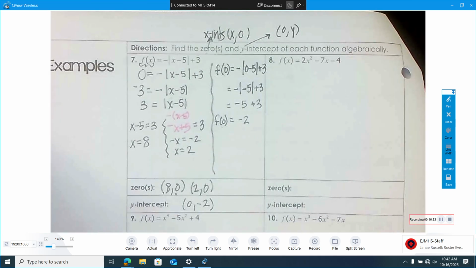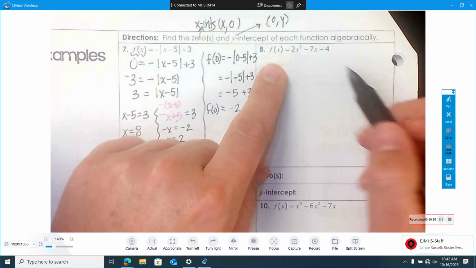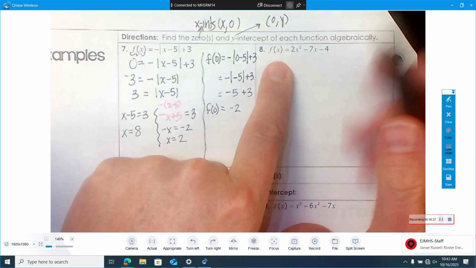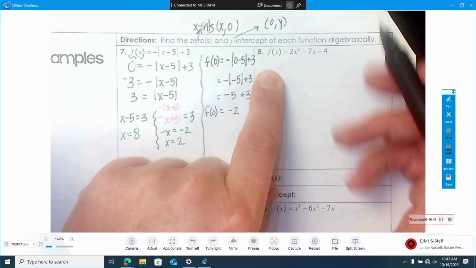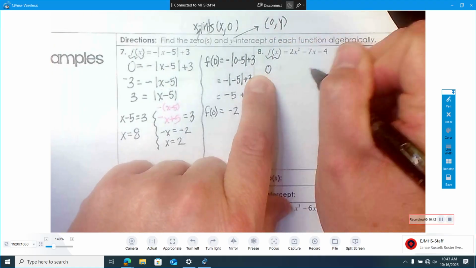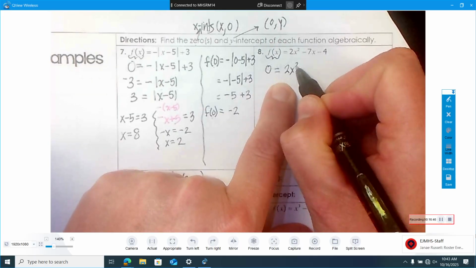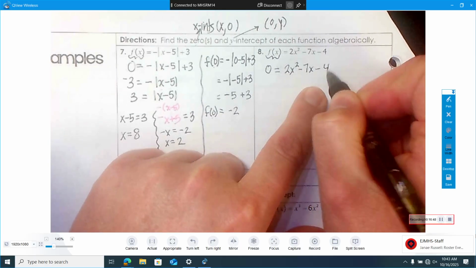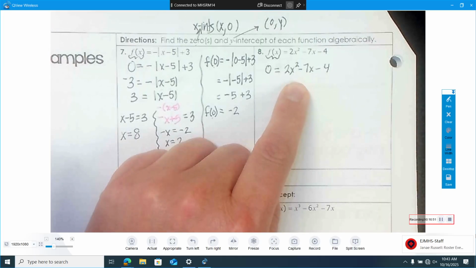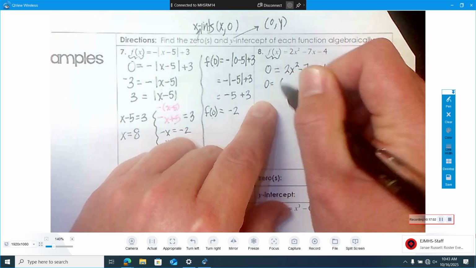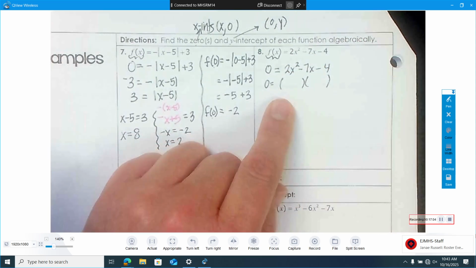number 8 here. Number 8, again, we want to find the zeros. How do we find the zeros? Set the y equal to 0. And so we have 0 equals 2x squared minus 7x minus 4. How are we going to solve that? You could do the quadratic formula. We could complete the square, or we can double bubble. Double bubble. This definitely double bubbles.